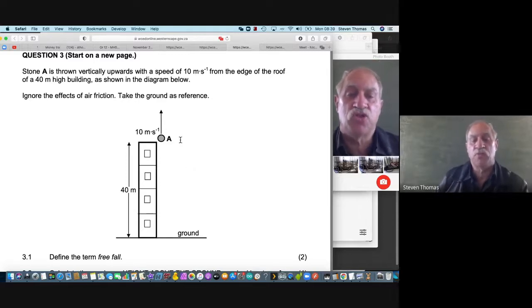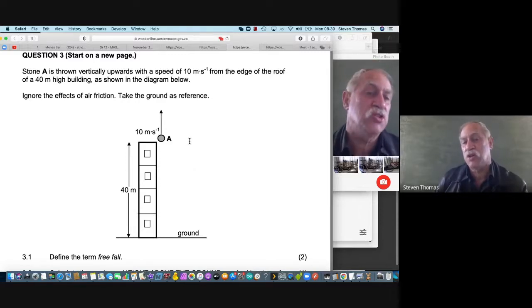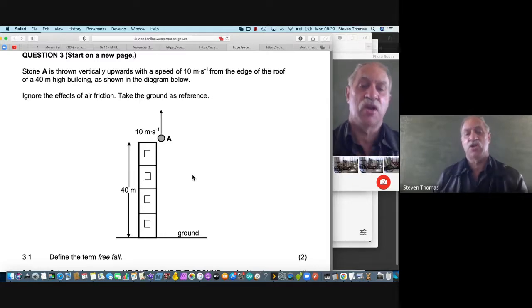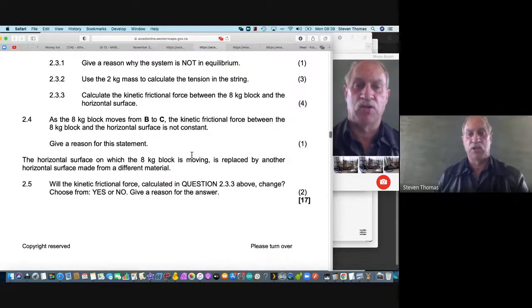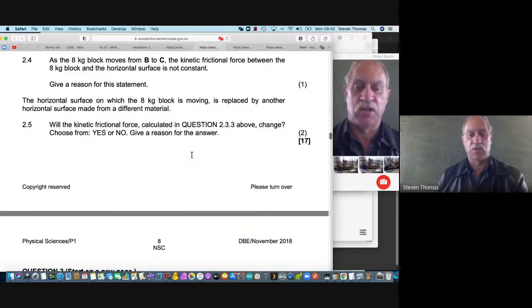Stone B is dropped, so what's its initial velocity? 0. What's its final velocity? It's going to be something negative. Who cares? You just know that the distance is 10.26. You can always work out the time, therefore. So you've got the time for both, and you subtract the two, and that is x. Looks easy enough. Let's have a look at 2018's paper.